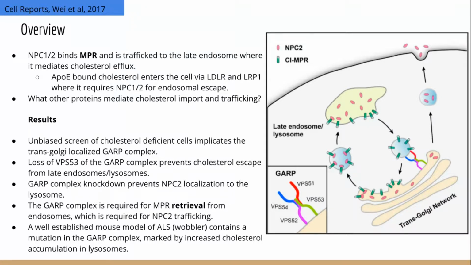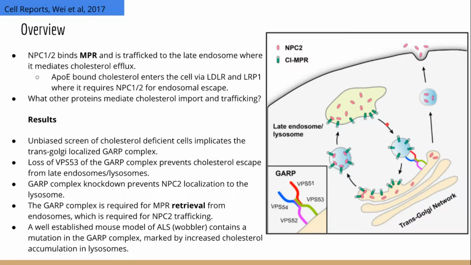To validate these findings, which were done in culture, they then extended them to the whole animal. It's really interesting because they didn't need to look very far, because an animal model of ALS, the wobbler mouse, is already known to contain a mutation in the VPS53 gene. So they took these animals and confirmed that they show the same cholesterol deficiencies. And sure enough, in the live animal, their cells show increased cholesterol accumulation and NPC2 mislocalization.